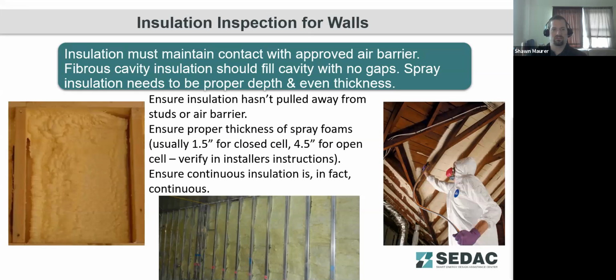Insulation inspection for interior wall assemblies. That insulation, again, we want to make sure it's maintaining contact with an approved air barrier. For fibrous insulation, it needs to be fully enclosed on all 6 sides in order to be maximally effective.